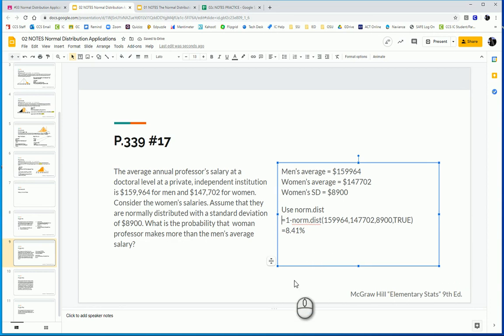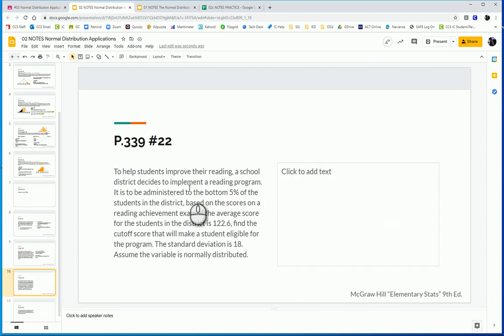All right. Next one. To help students improve their reading, a school district decides to implement a reading program. It is to be administered to the bottom 5% of the students in the district based on the scores on a reading achievement exam. So bottom 5%. If the average score for the students in the district is 122.6, find the cutoff score.